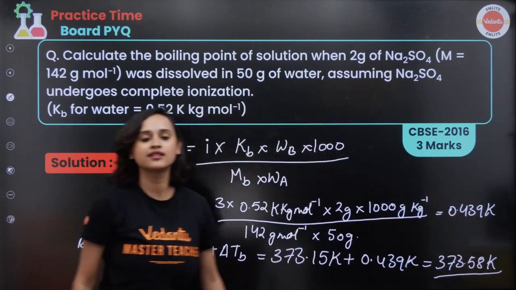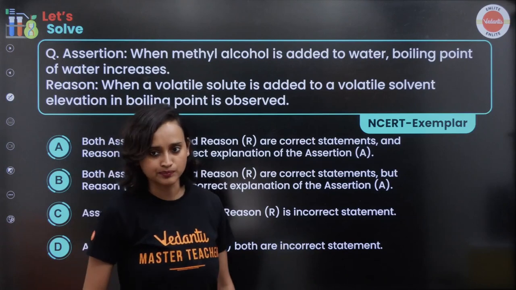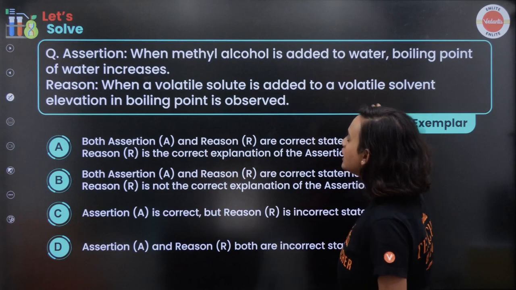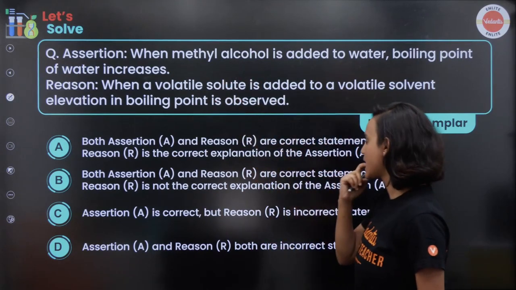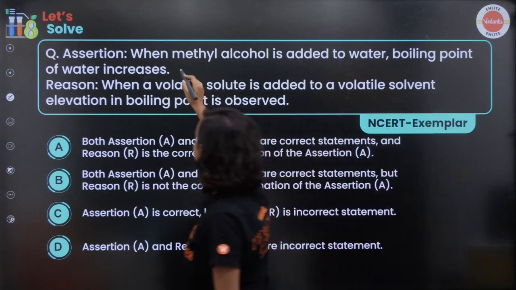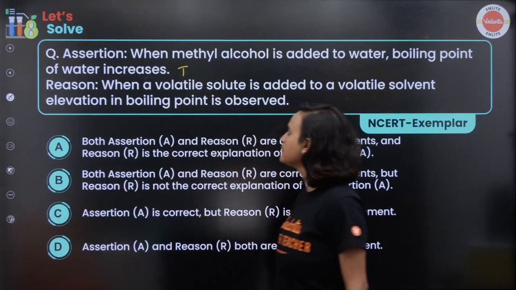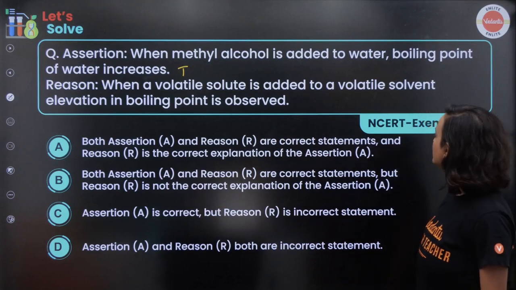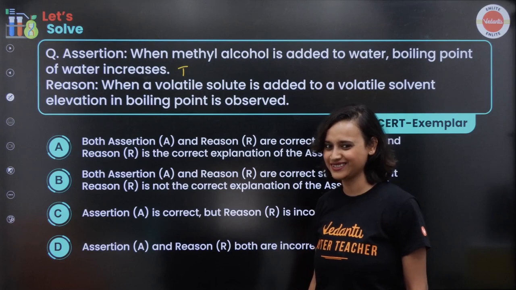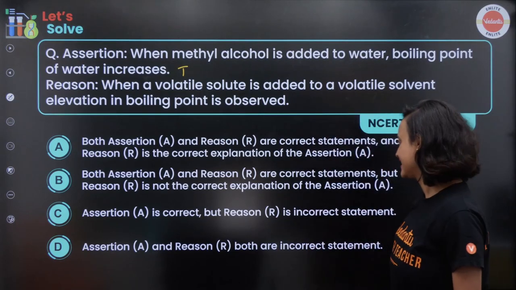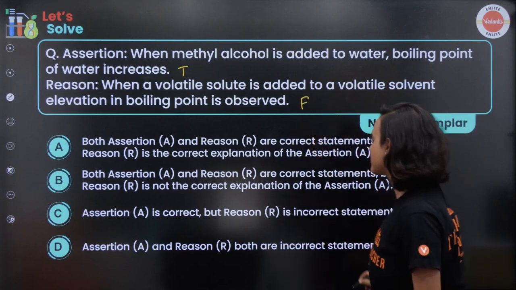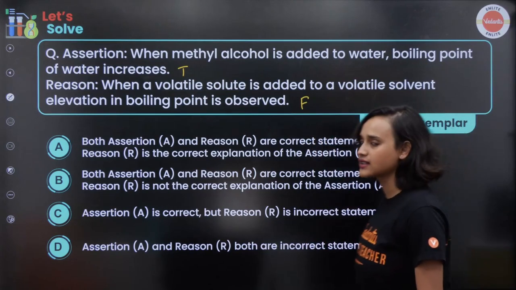That's it, my dear students. Next question. Check it out. When methyl alcohol is added to water, boiling point of water increases. Yes, absolutely right. True. Reason: when a volatile solute is added to a volatile solvent, elevation in boiling point is observed. Really? I don't think so. This is false. So that means assertion A is correct, reason R is incorrect.